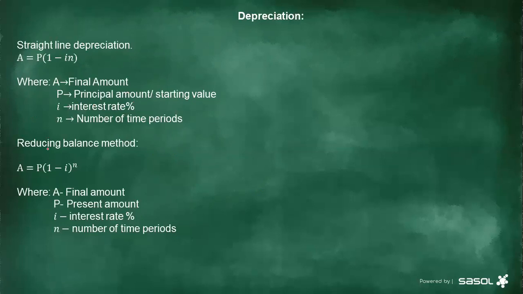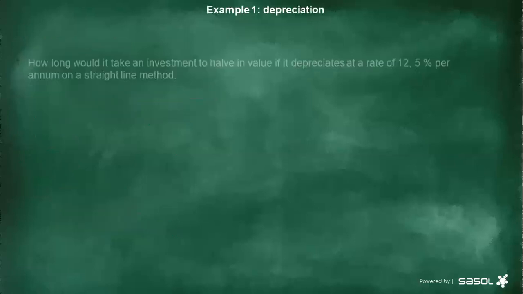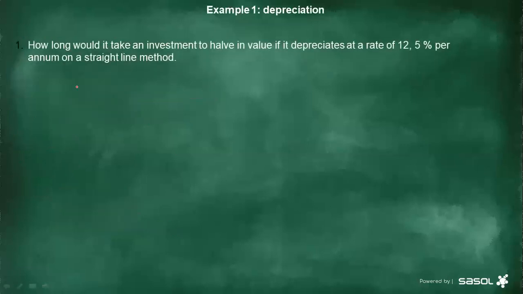The same applies with the reducing balance method. It is the same as compound interest, but we only write the sign as negative, not positive. And then the meaning of A and P and I is the same thing. Now let's proceed and see the example under depreciation. Let's listen to this question.